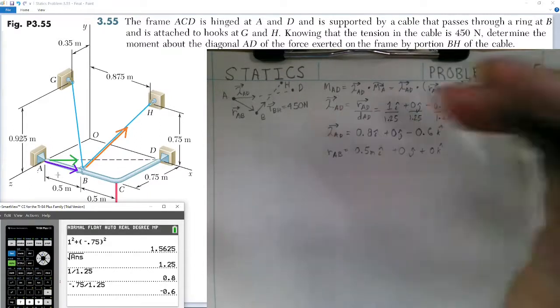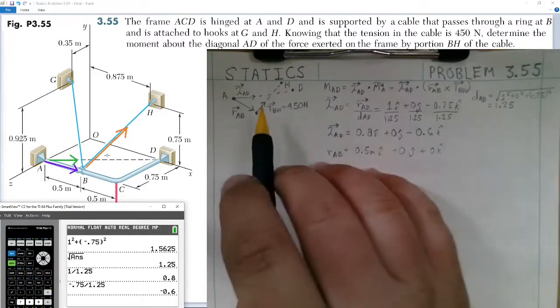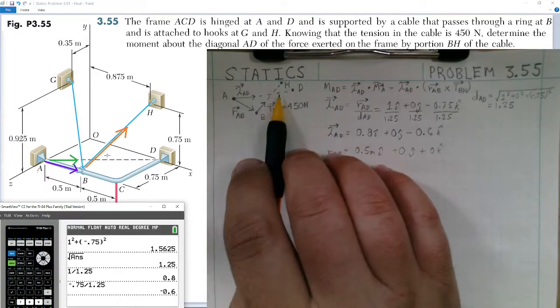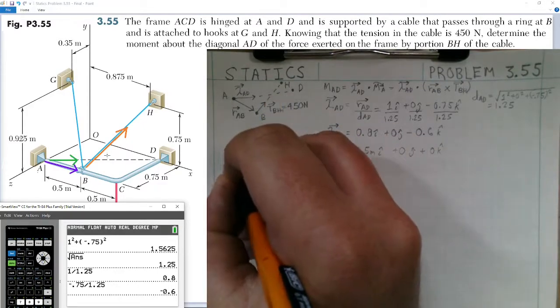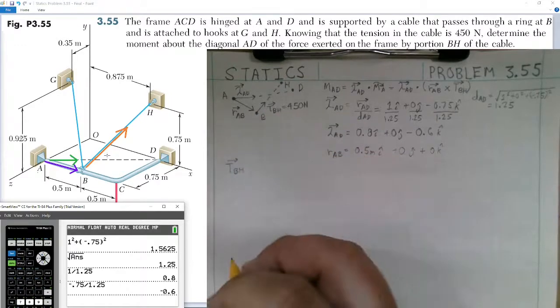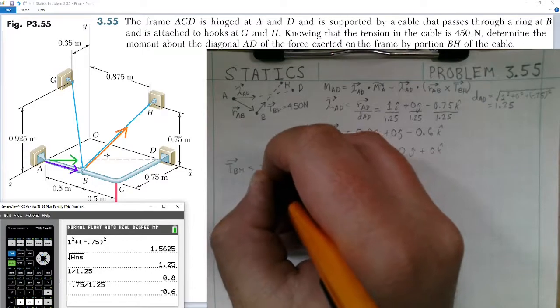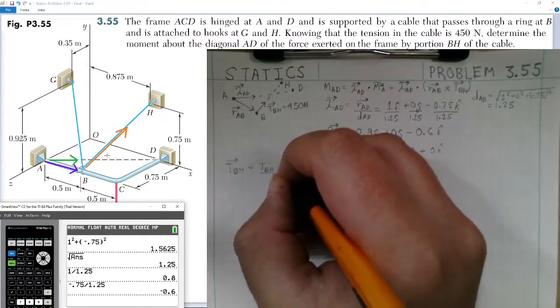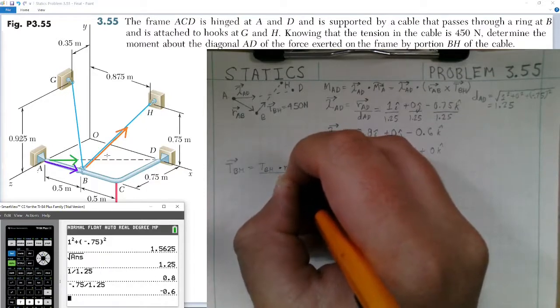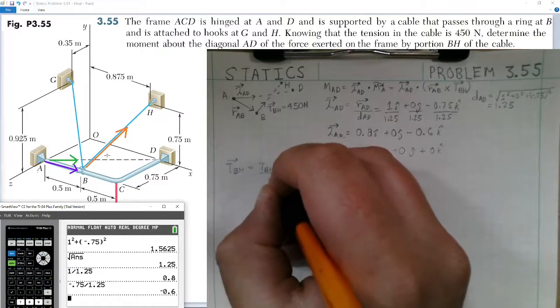Now last we need to find the tension vector, this orange arrow represented here in the diagram, going from B to H. So the tension vector B to H follows this formula: it equals the tension scalar value given to us, 450 newtons, multiplied by the position vector going from B to H, divided by the distance going from B to H.